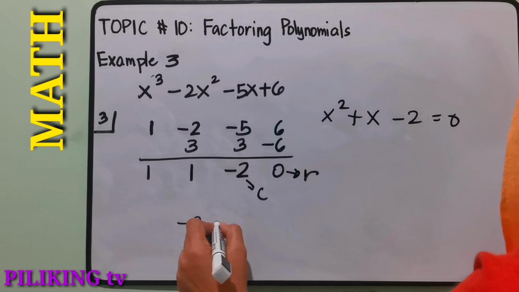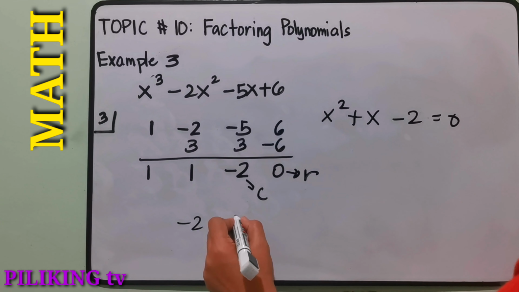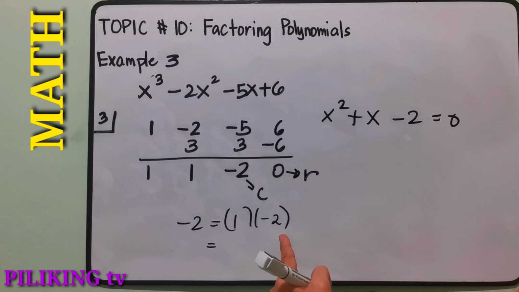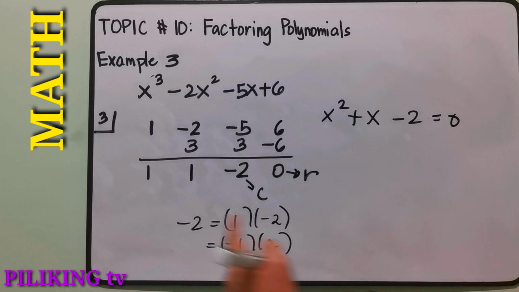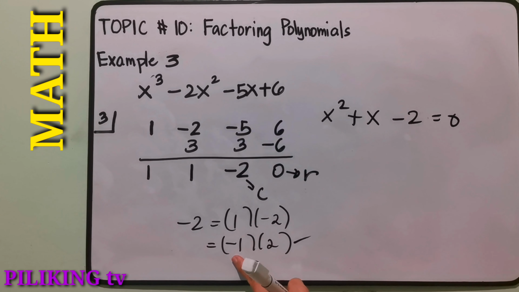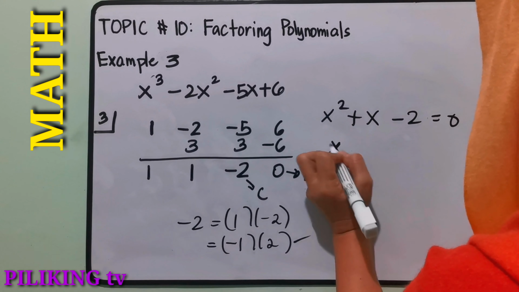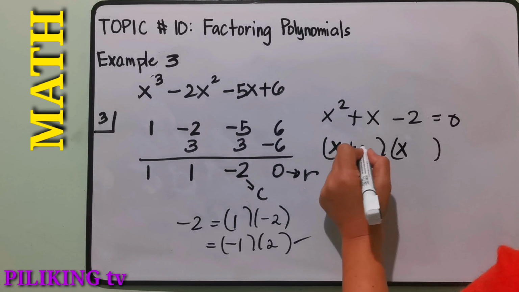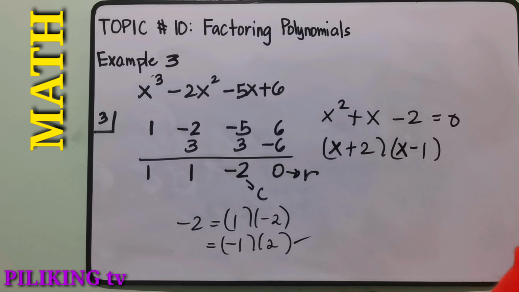So what can be the factors of negative 2? It can be 1 times negative 2. You can also use negative 1 times positive 2. They are both equal to negative 2. So which of the two when you add produces positive 1? We can use the second one because negative 1 plus 2 is positive 1. So we can write x here. So we have positive 2 and the other one is negative 1.